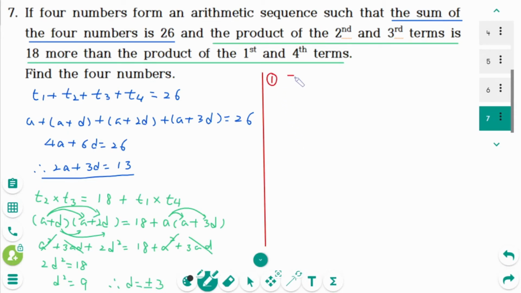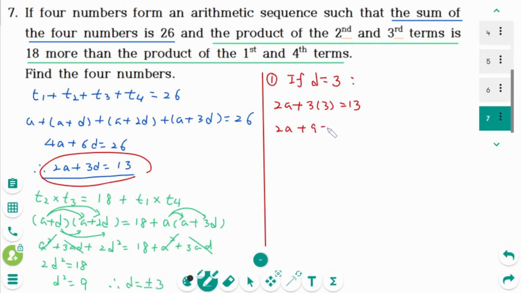First, if D equals 3, then use this one: 2A plus 3D equals 13. Then 2A plus 9 equals 13. Then 2A equals 4. Then A is 2. That means the first term is 2 and increases by 3. The four numbers are 2, 5, 8, and 11.